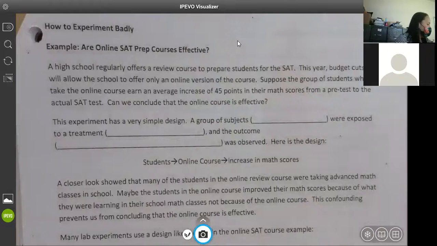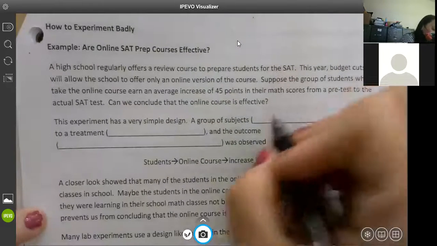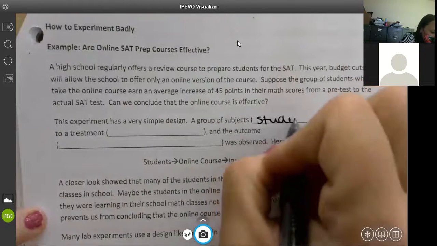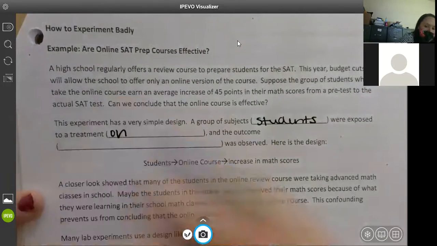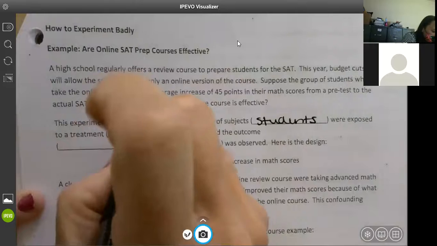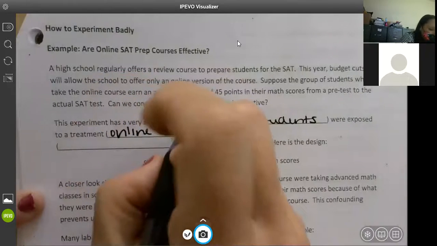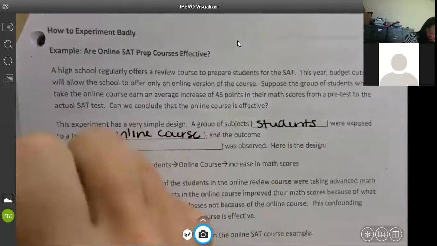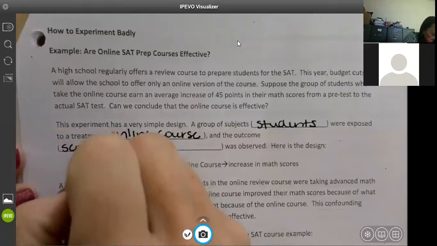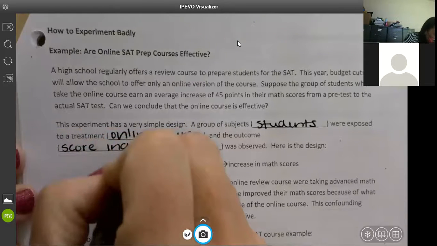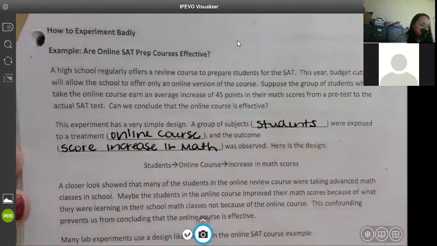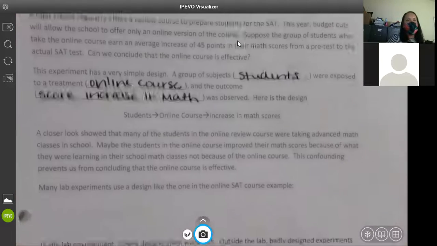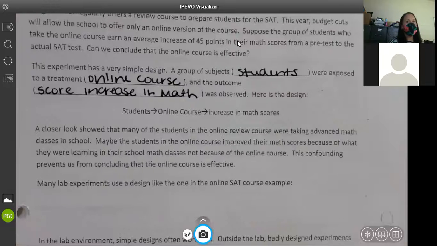So this experiment has a very simple design. A group of subjects, those subjects are the students, were exposed to a treatment, which was the online course, and the outcome, which is the score increase in math, was observed. And then here's the design. You're going to be designing experiments just like this. So students to online courses has an increase in math scores.